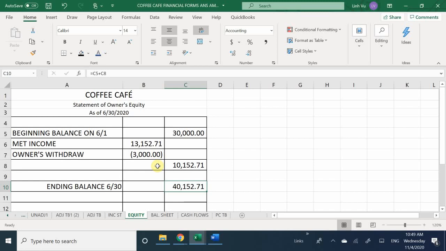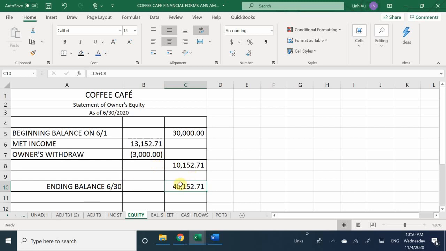So therefore, I have a total possibility to increase my account by $10,000. And that's what happened here. This is what I increased my equity by. I increased it by $10,000 to bring me to a brand new grand total of 40,152.71. Perfect. This is my brand new value.